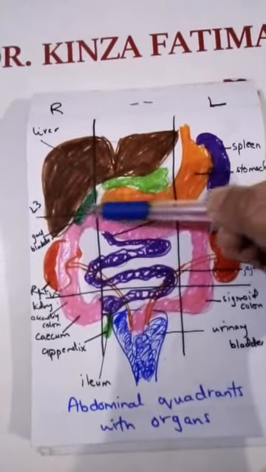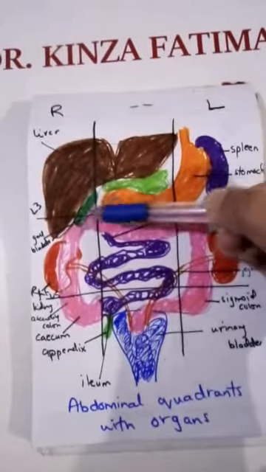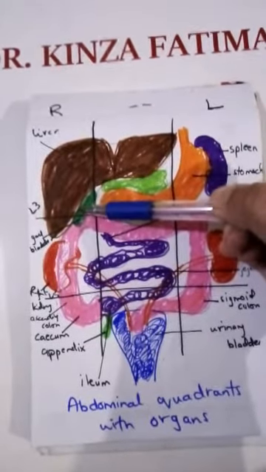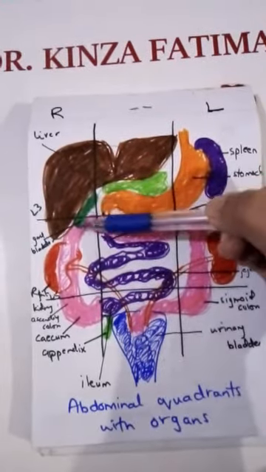If we move forwards, in the right hypochondrium, there is the pain of the gallbladder. When there are stones in the gallbladder, that is known as cholecystitis. Cholecystitis is inflammation of the gallbladder, and cholelithiasis means the stones in the gallbladder.